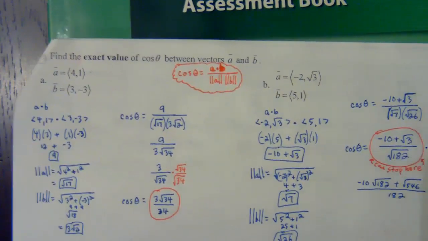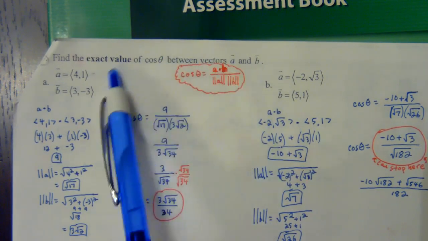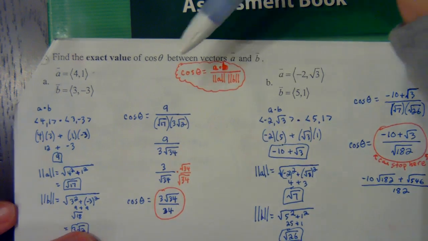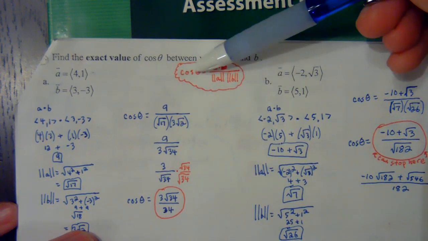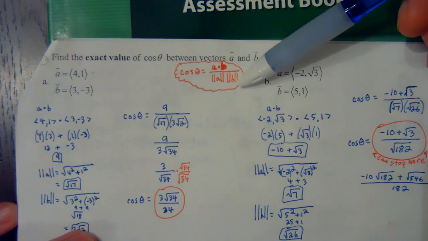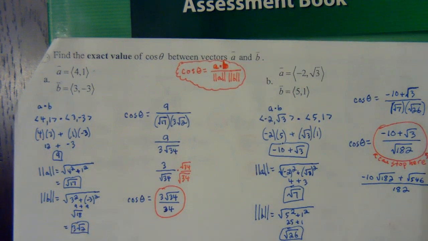When we talk about the exact value of the cosine of theta between two vectors, that's the phrase we're looking for. The angle between two vectors, the exact value of the cosine of theta between the two vectors. That's this formula here. We're going to go cosine of theta equals A dot B over magnitude of A, magnitude of B. It's the dot product on the top and the magnitude of each of the vectors on the bottom.